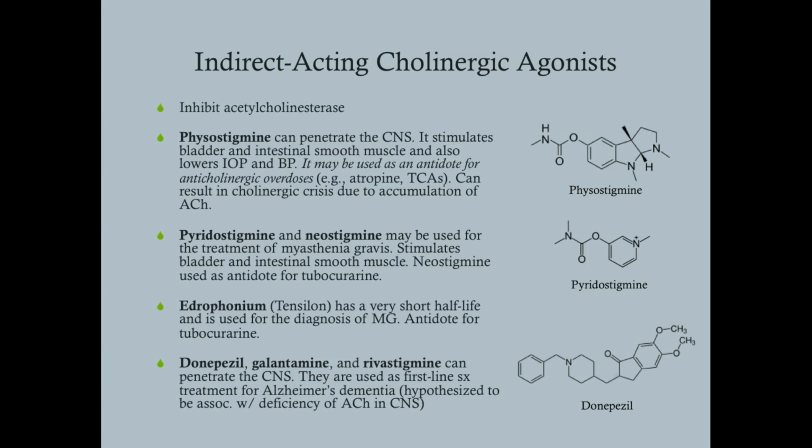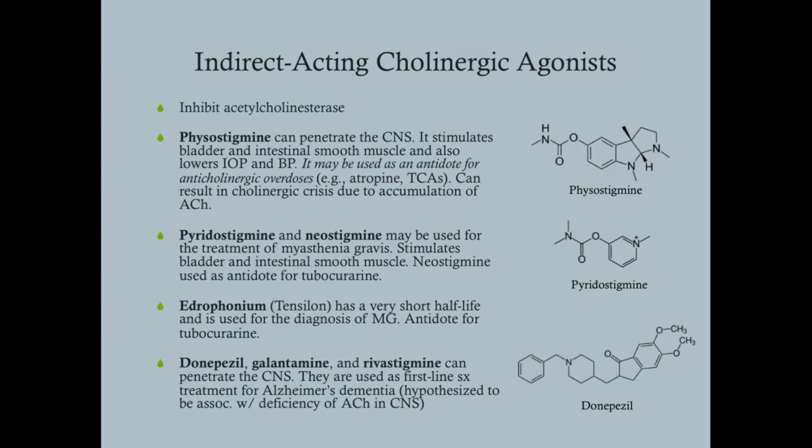As you remember from our previous talk, myasthenia gravis is antibodies against acetylcholine receptors. So what's a way that you can get over that? Well, these antibodies are competitive inhibitors. And so by increasing the amount of substrate, acetylcholine, you can reduce the effect of those competitive inhibitors, those anti-acetylcholine receptor antibodies. So they are used for the treatment of myasthenia gravis. They stimulate bladder and intestinal smooth muscles. As you can imagine, urinary incontinence and diarrhea are going to be side effects.